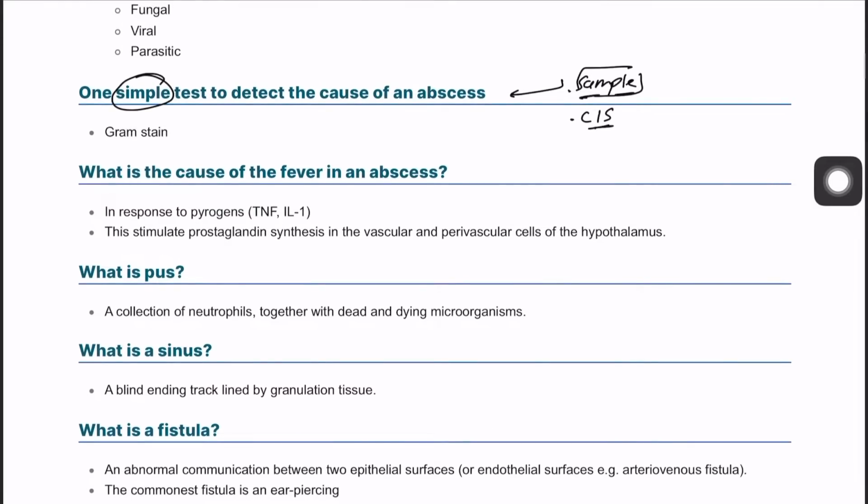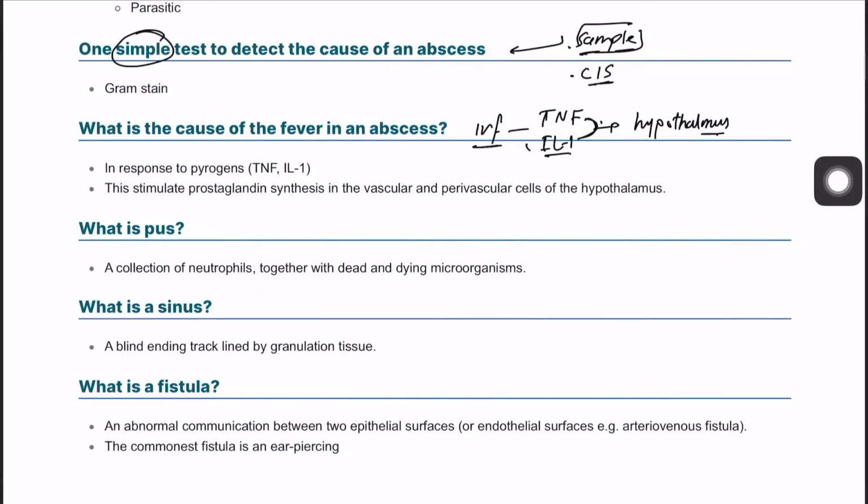The cause of fever in an abscess: it's a local inflammation, but the inflammation releases some acute phase reactants, and this includes tumor necrosis factor and also interleukin 1 alpha and 2. Both of those, the interleukin and the tumor necrosis factor, will go around the perivascular structures around the hypothalamus, which controls the body temperature. So it will go to the hypothalamus and will increase prostaglandin synthesis.